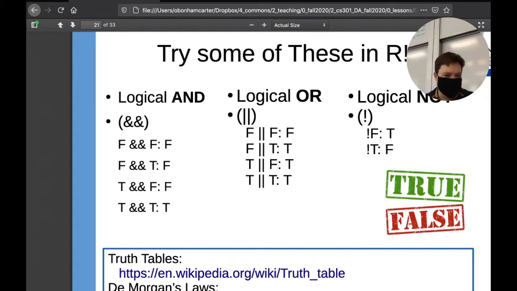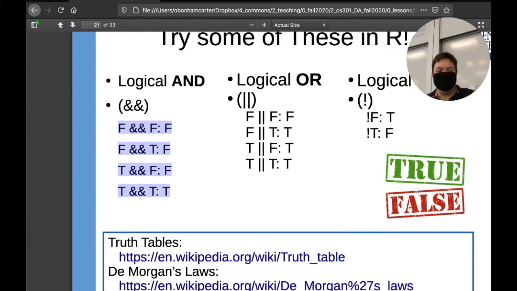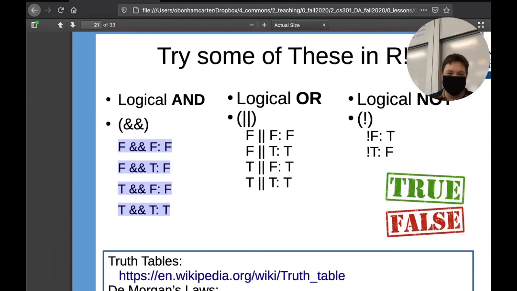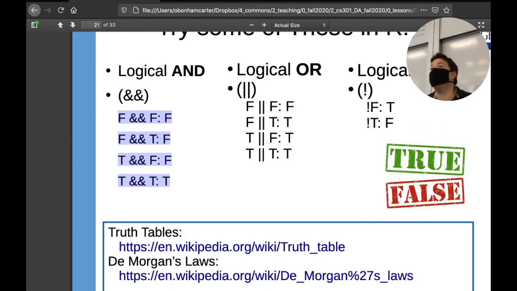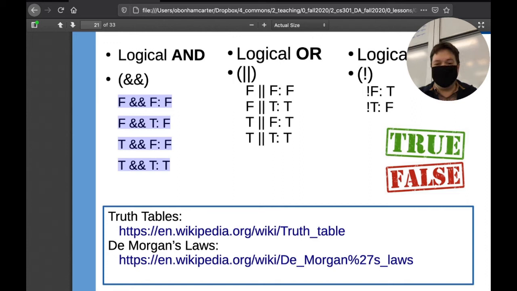If you have true and false, that's still false. If you have true and true, then that's true. And so you have these axioms of logical mathematics. If you were a logician, you would probably use R primarily with these kinds of functions. But if you're interested in learning more about truth tables and De Morgan's laws, where you're using Boolean logic to calculate things, then I invite you to go to these Wikipedia pages, which I think are actually quite good, to explore more about what you can do with these functions.